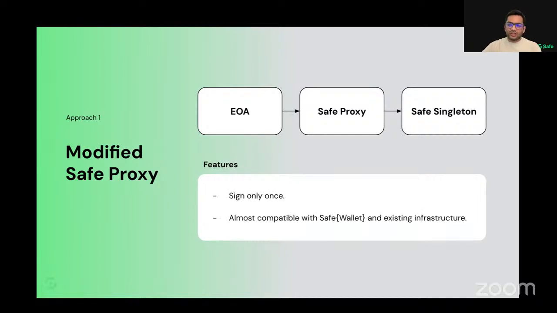So what are the features of this approach? The major feature is that user has to sign the authorization only once, and the subsequent calls through the setup function can be relayed by any bundler or a paymaster or any relayer as such. So we don't need to sign multiple times, once to sign an authorization and once again to sign the initializer data.